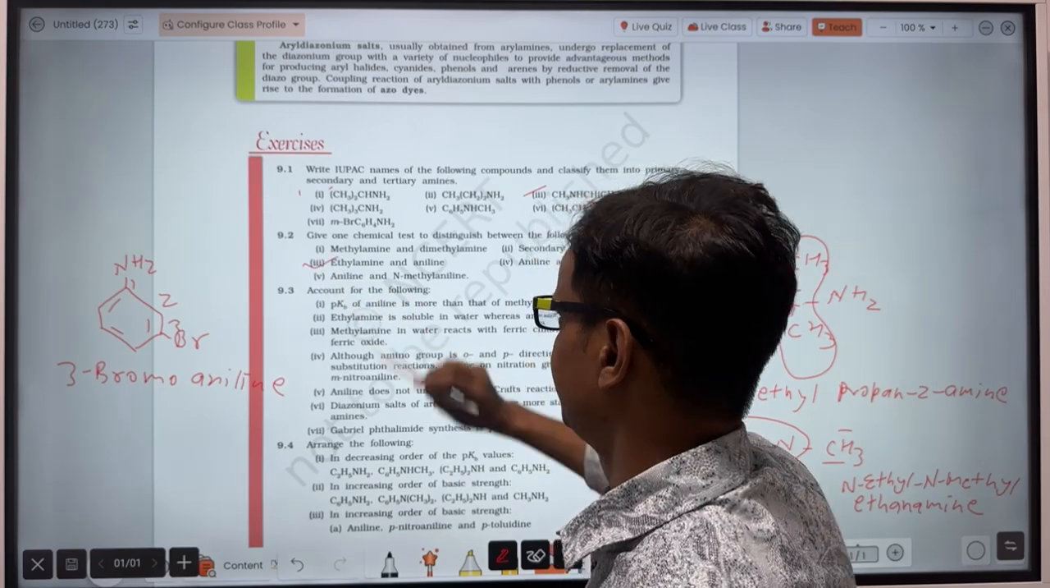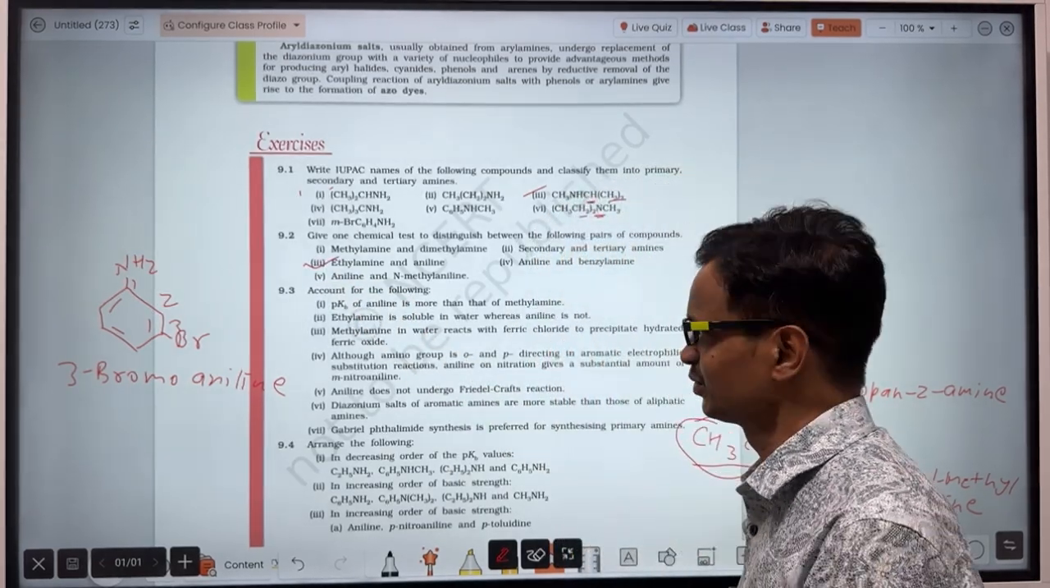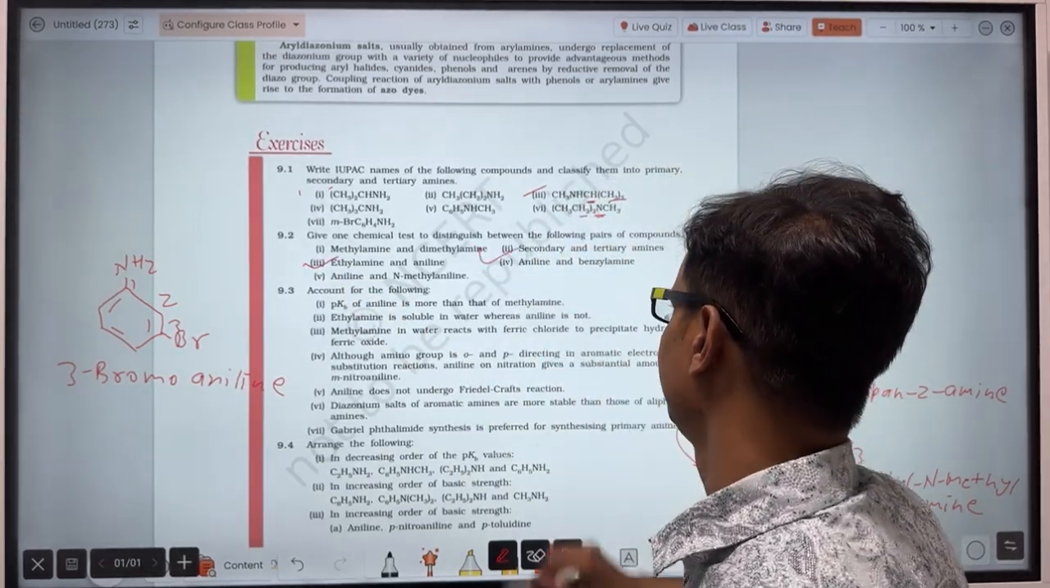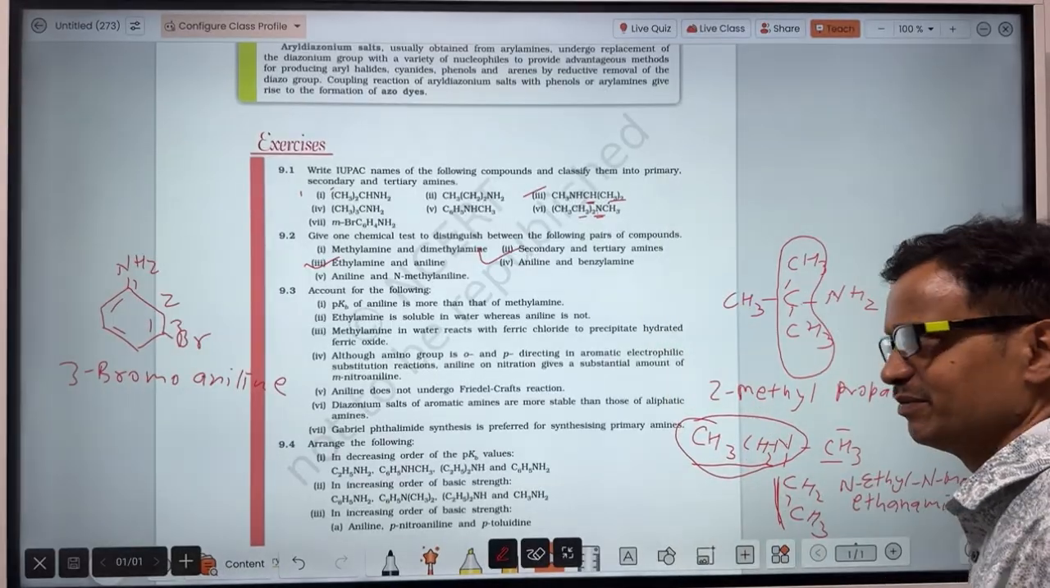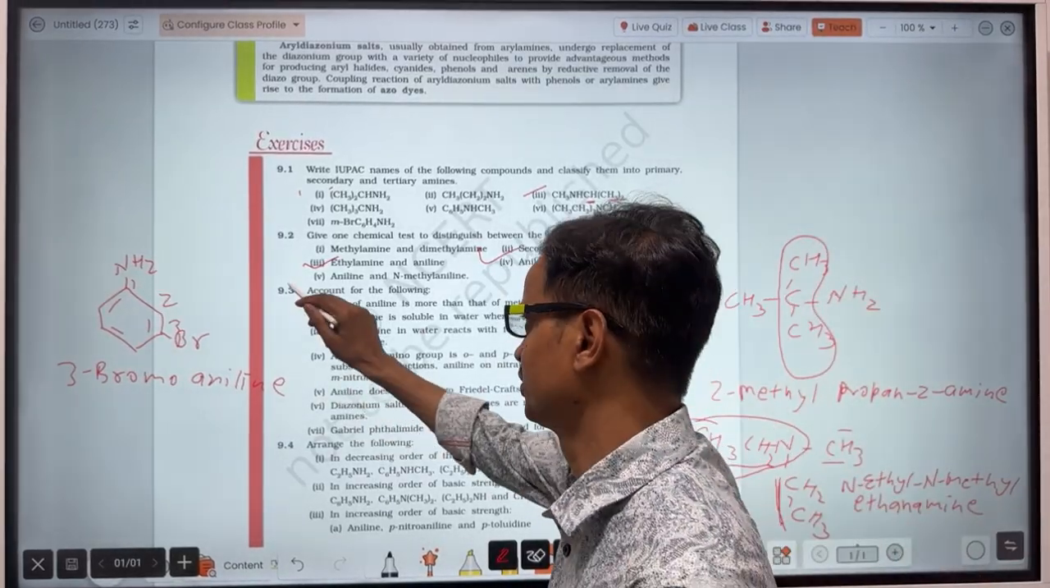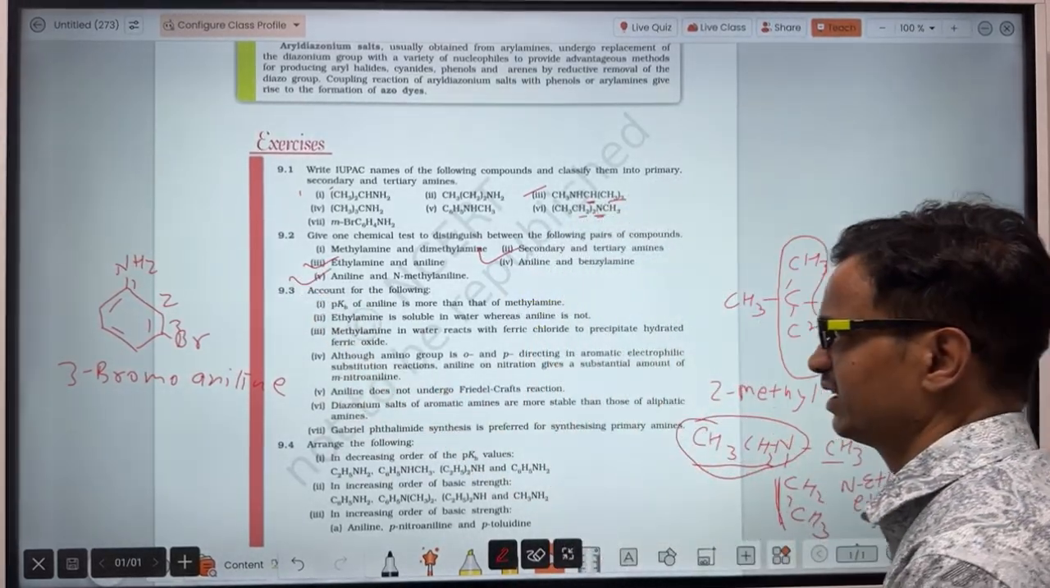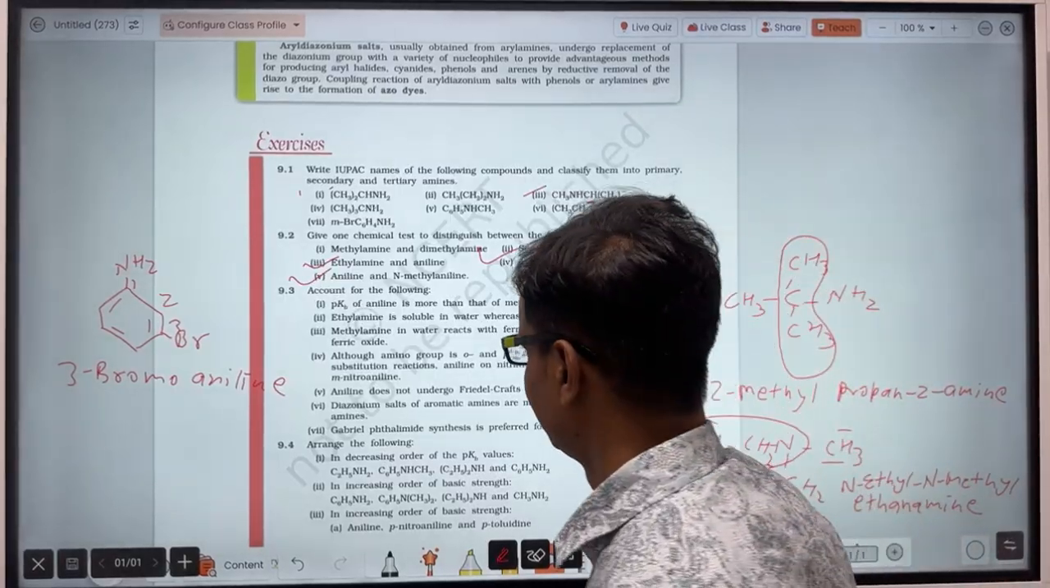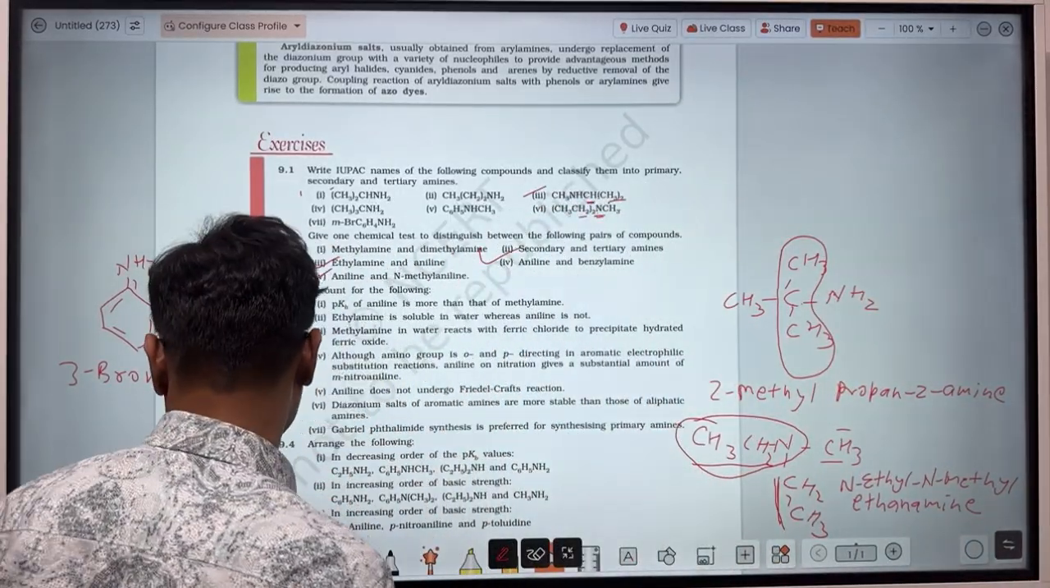Next is ethylamine and aniline. Okay, you do that yourself. Aniline and benzylamine. Benzylamine is a primary amine. So you do that. Aniline and anisidine. Okay, so this was easy.